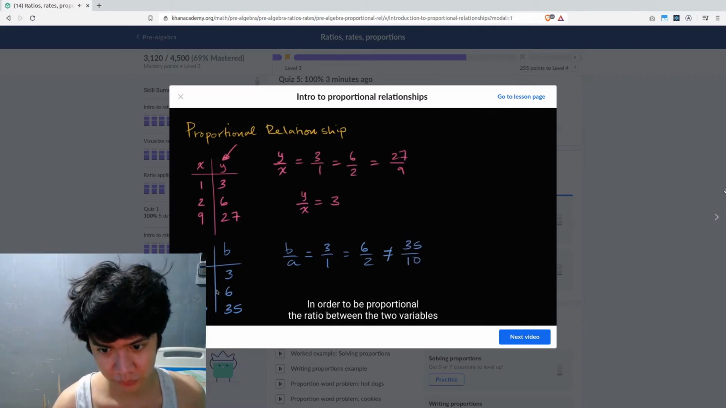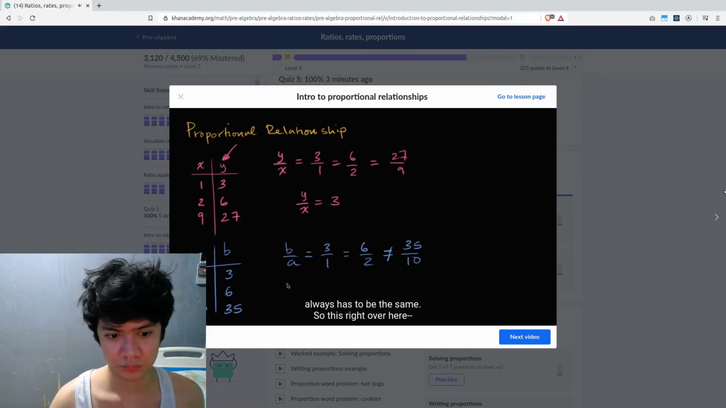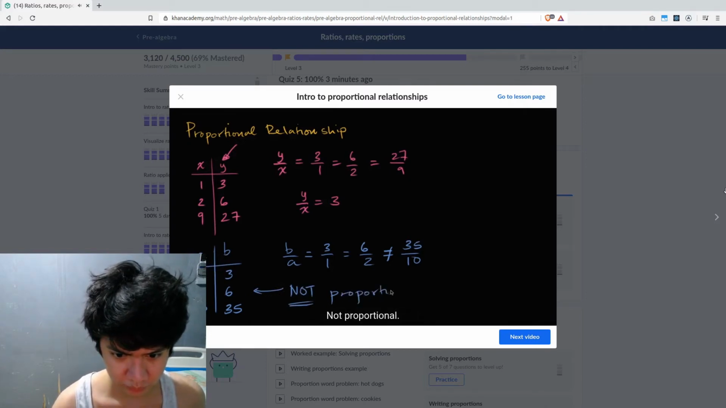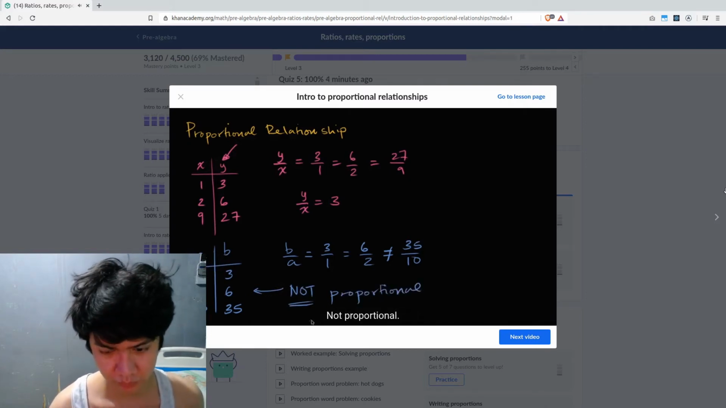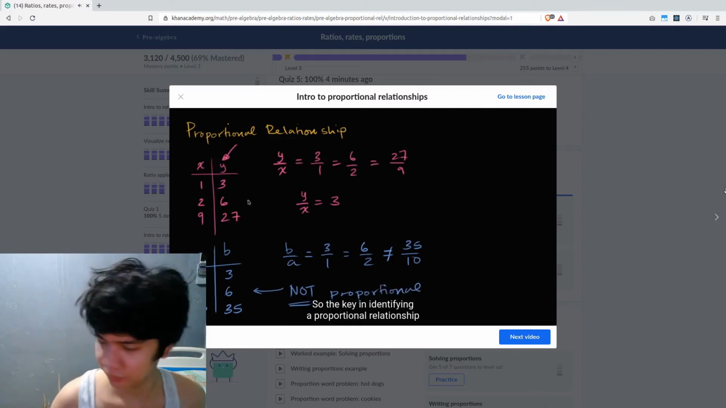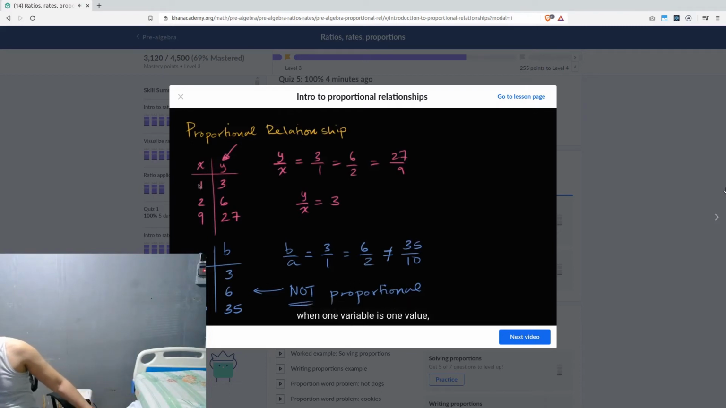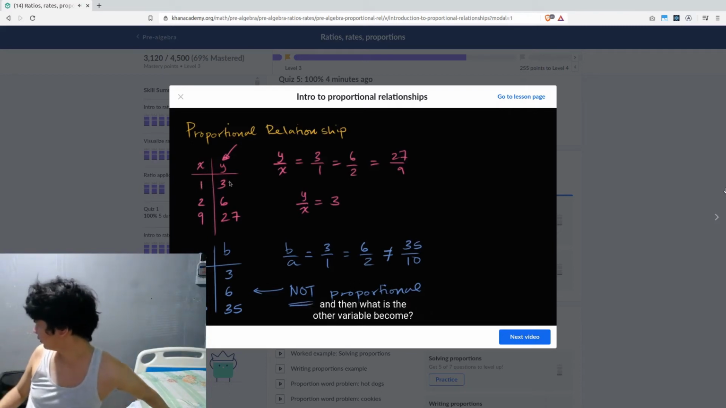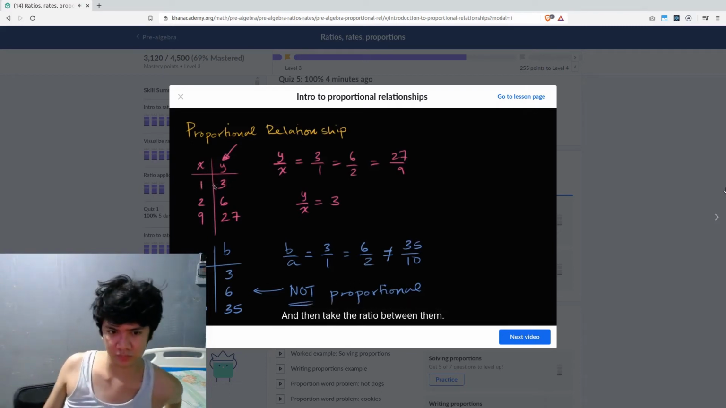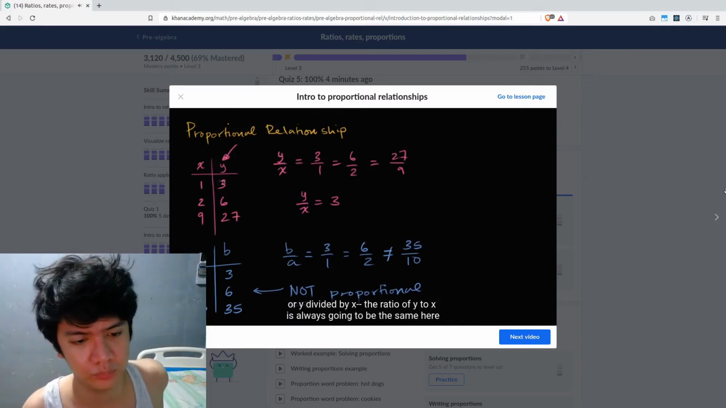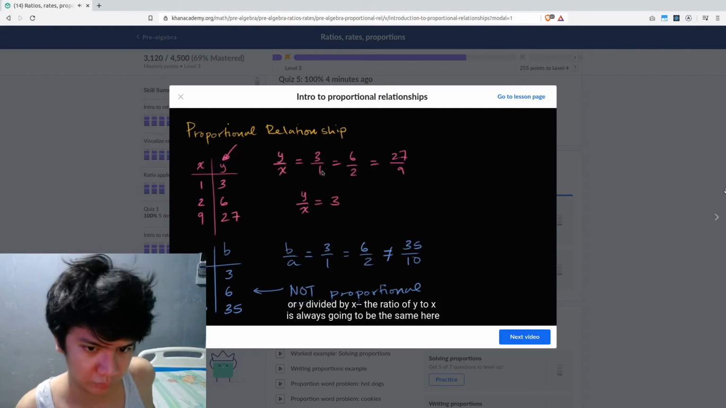In order to be proportional, the ratio between the two variables always has to be the same. So this right over here is not proportional. So the key in identifying a proportional relationship is look at the different values the variables take on, when one variable is one value, what does the other variable become, and then take the ratio between them. Here we took the ratio of y to x, or y divided by x, and the ratio of y to x is always going to be the same.